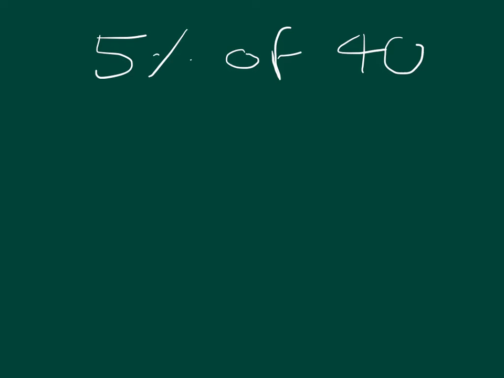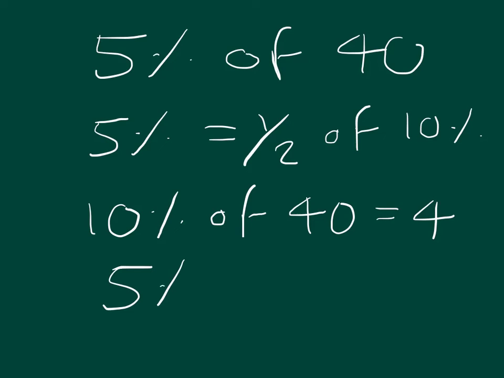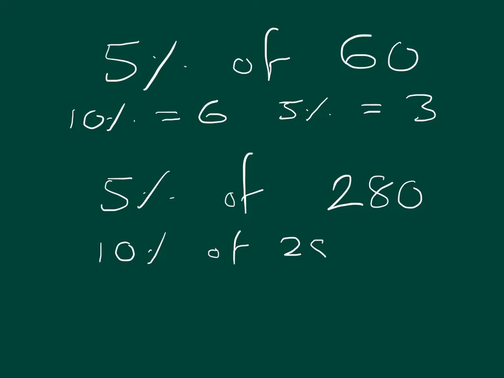So how do we find 5% of 40? Well, 5% equals half of 10%. So we find 10% first. 10% of 40 equals 4, so 5% of 40 will be equal to half of 4, which is 2. So let's try 2 more. 5% of 60: well, 10% equals 6, so 5% will be half of 6, which equals 3. Now 5% of 280: well, 10% of 280 is 28, and 5% will be half of 28, so 5% will equal 14. So remember, to find 5% of an amount, find 10% first, and then halve that.